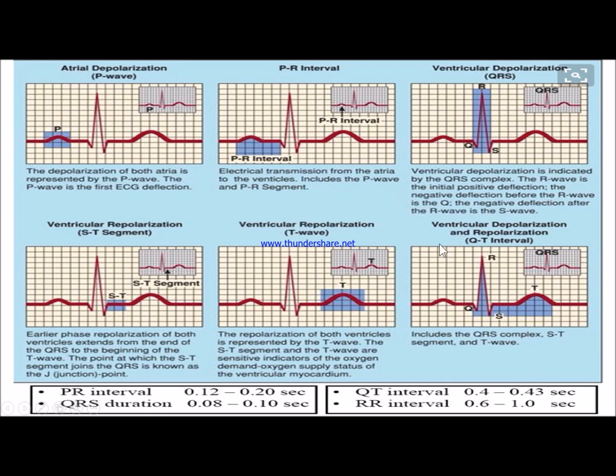We also need to know about one R wave to another R wave. This is called the RR interval. It is 0.6 to 1 second. If we take one QRS complex to another QRS complex, it is called the RR interval.